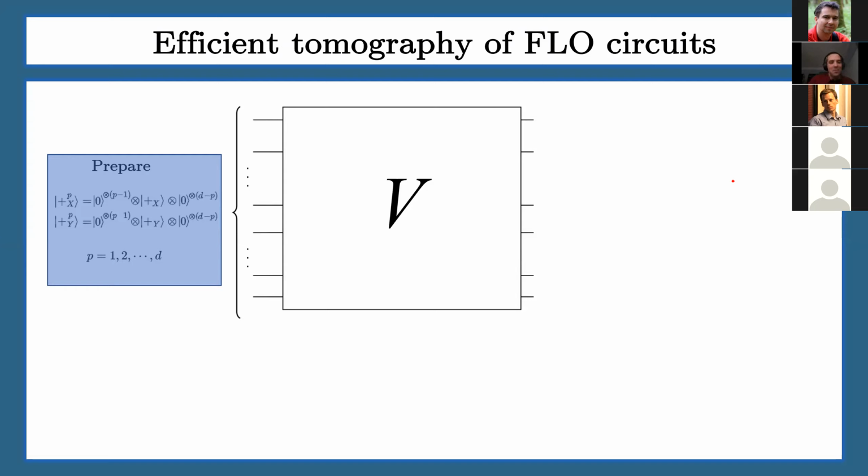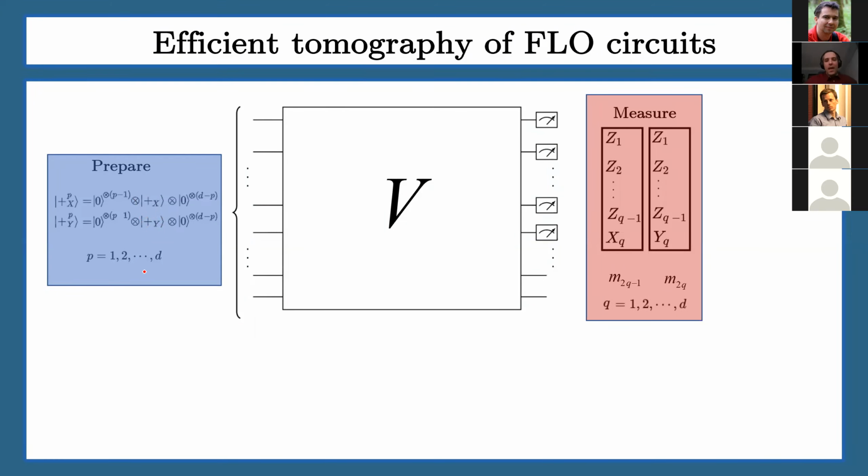So the scheme goes like that. You'll be preparing some specific, very simple states: X plus state or Y plus state on the pth qubit and zero on other places. You'll be applying this V, and now you're measuring. You repeat a number of times to get enough statistics. You'll be measuring Majorana fermion operators that are given here, for different Majorana operators, and that corresponds to just measuring those Pauli strings, which is also not that crazy, because it can be done via simple rotations and computational basis measurements.